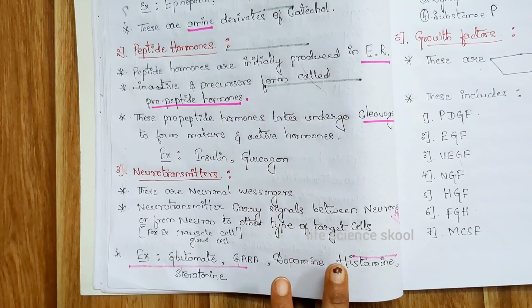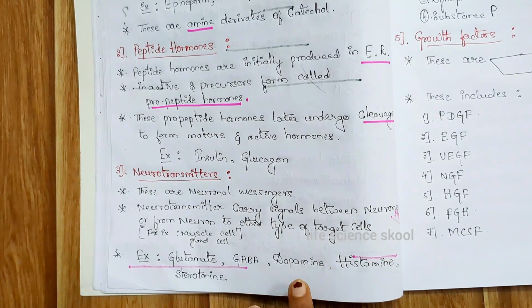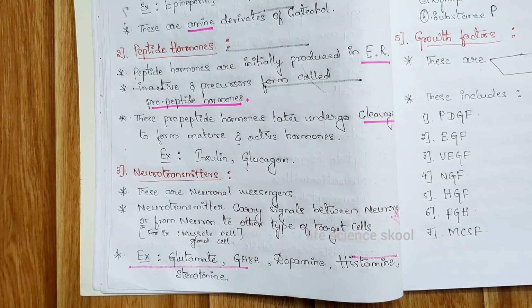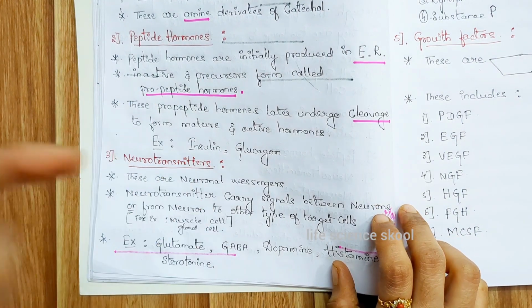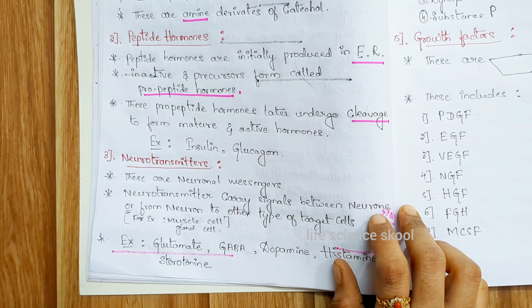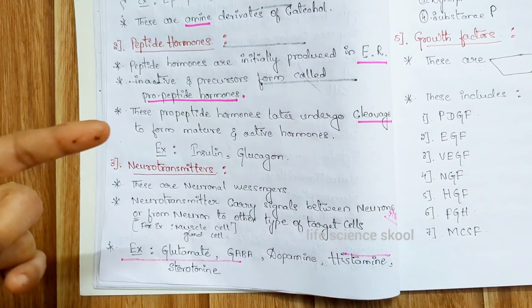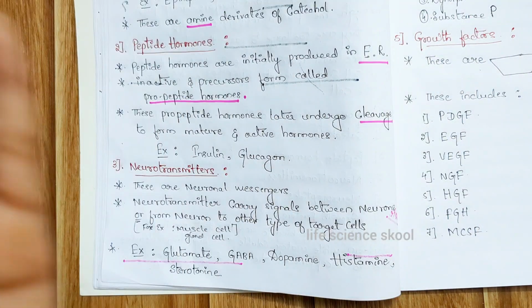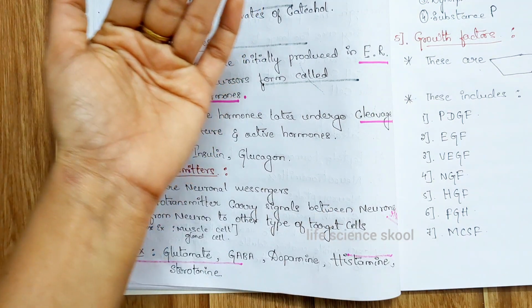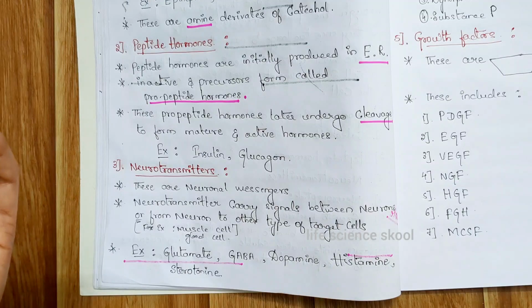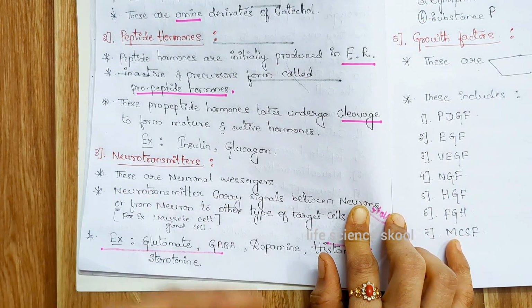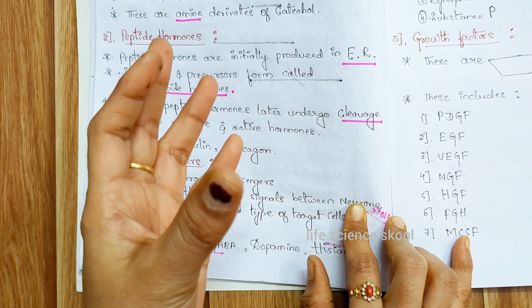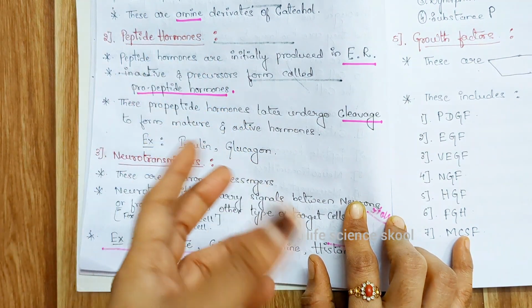The next one is neurotransmitters. Neurotransmitters are neuronal messengers. I guess you might know what a neuron is, right? The function of a neuron is communication, the transfer of information from one neuron to another neuron, or from one neuron to another type of cell, it may be a muscle cell or gland cell. To communicate between these, there is a chemical messenger called a neurotransmitter.